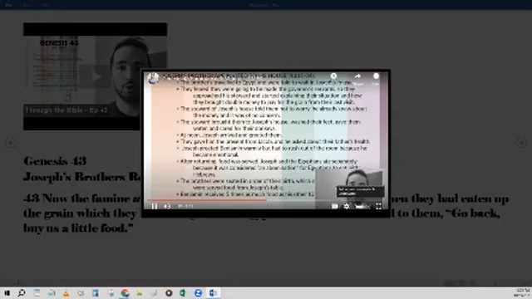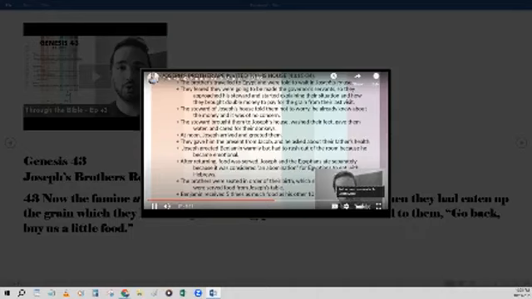They appeared before Joseph, and when Joseph saw that Benjamin was with them, he had his steward invite them into his home. Now, they took this as a bad thing. They were afraid that Joseph was going to take them and make them servants, or basically slaves, in Egypt.